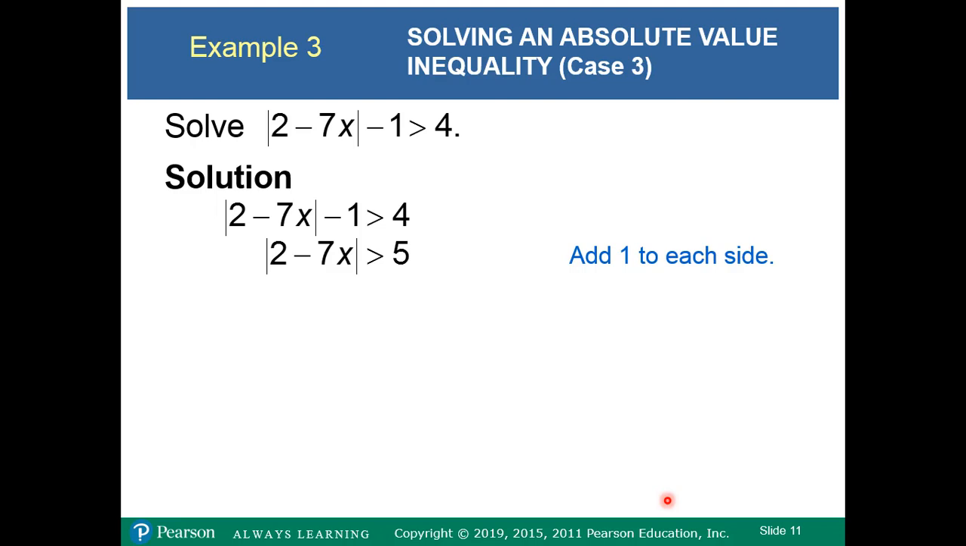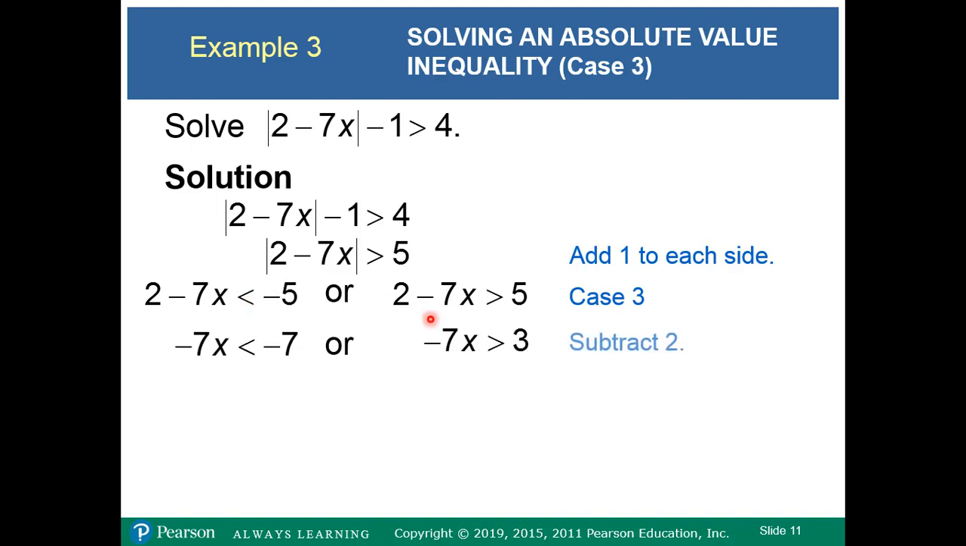And so now we can use what we know from the cases, right? So what does this mean? See, I don't memorize cases. I just say, hey, what does this mean? It means that 2 minus 7x is greater than 5, or 2 minus 7x is less than negative 5. Okay? And so we get this. And so now we solve both of them.